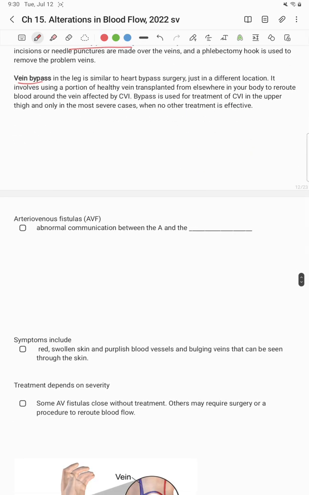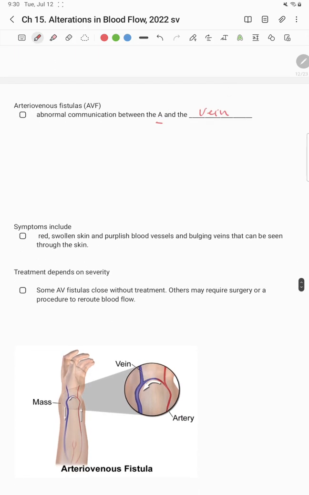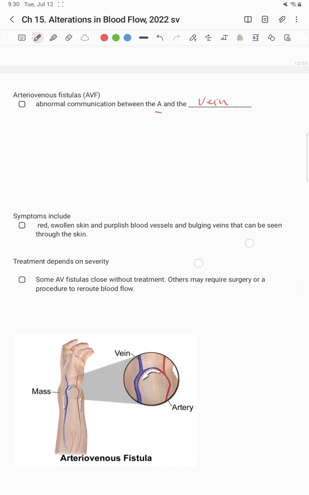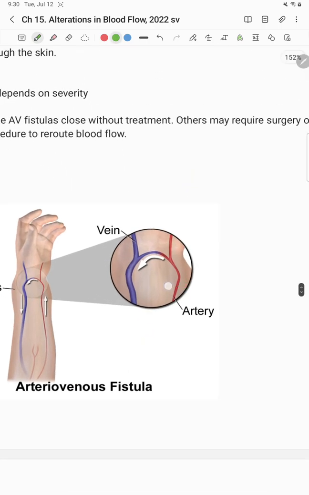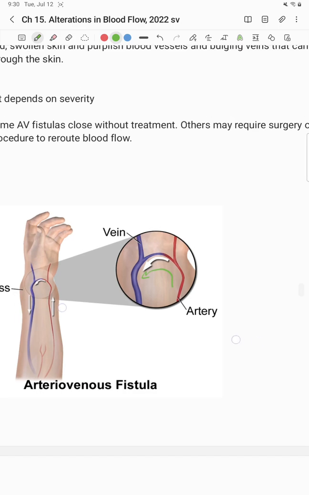Okay, arteriovenous fistulas, or AVF. This is abnormal communication between an artery and a vein. Symptoms include red, swollen skin, purplish blood vessels, and bulging veins that can be seen through the skin. The treatment depends on the severity. Some AV fistulas close without treatment. Others may require surgery or a procedure to reroute blood flow. So this can be a congenital anomaly, which means the body just did it on its own, where you have the artery that has this abnormal communication with a vein. Okay, so that would be the fistula. You can also do it surgically.